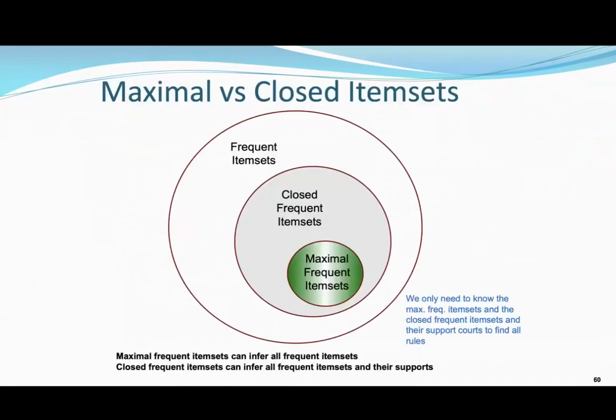So this picture illustrates the relationship between some of the concepts that we have just mentioned. We talk about frequent item sets, closed frequent item sets, and also maximal frequent item sets. And these are the relations. In fact, all maximal frequent item sets have to be closed frequent item sets, and all closed frequent item sets are frequent item sets themselves as well. All right. And as I just discussed, we only need to know the maximal frequent item sets and also the closed frequent item sets and their support counts in order to figure out all the frequent item sets and their support counts. And with those, we can determine all the association rules.